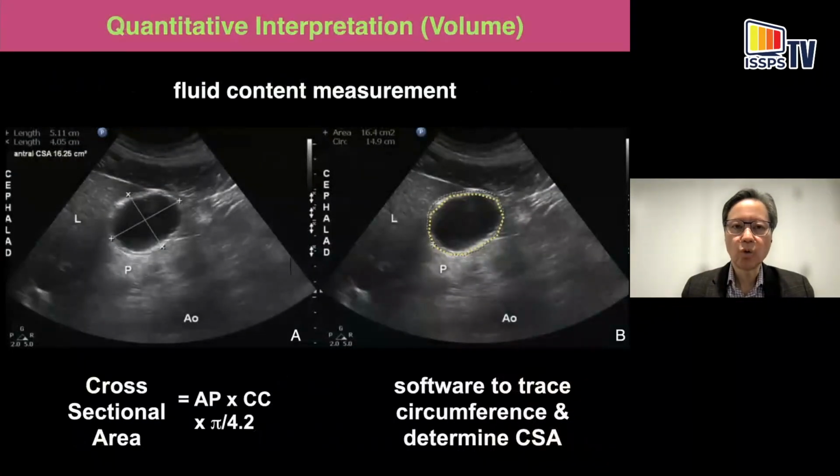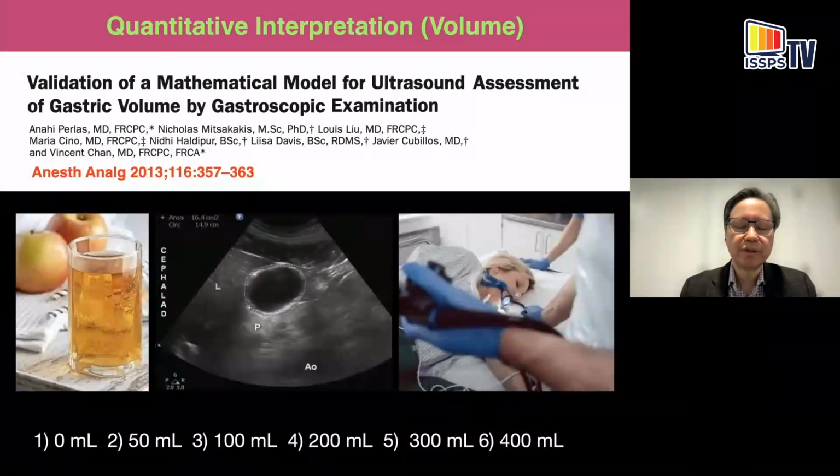Otherwise, you can do it quantitatively. You can measure the size of the stomach by doing the two-dimension measure and plugging it into the equation. Or easily, you can use your ultrasound machine software program to trace the outline of the serosa, and it will give you the cross-sectional area of the stomach. To me, this is the most important study we did to really quantify the amount of fluid inside this cross-sectional area. So we have a correlation between the ultrasound cross-sectional area of the stomach and the actual gastric volume.